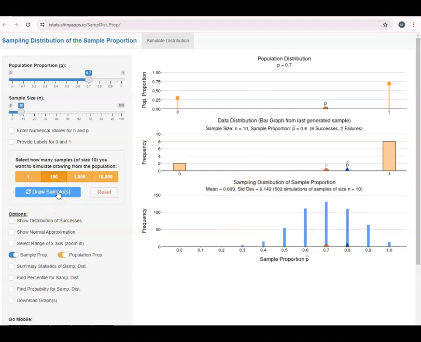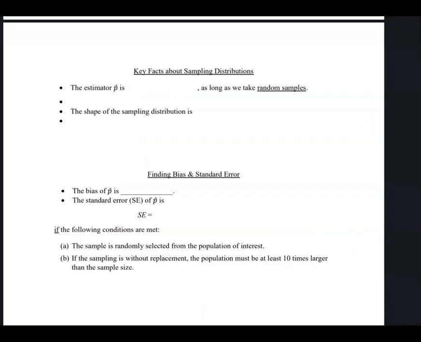I'm going to just keep drawing samples, but it's pretty close to 0.7. It stays pretty close. And the reason that's happening is because I'm drawing random samples. So let me go back to my notes for just a moment, and let's write that down. Where it says the estimator p hat, it's going to be unbiased as long as we take random samples. So p hat should be roughly close to p, whatever the population proportion is, so long as we're selecting random samples.